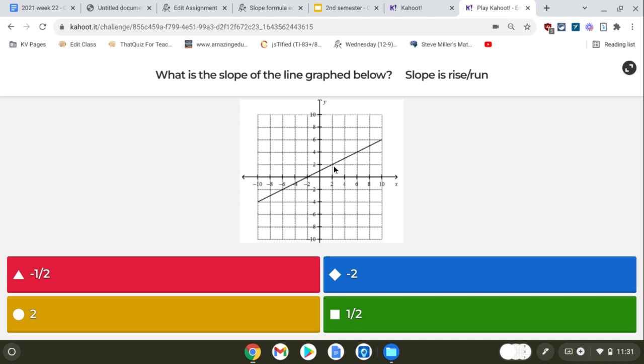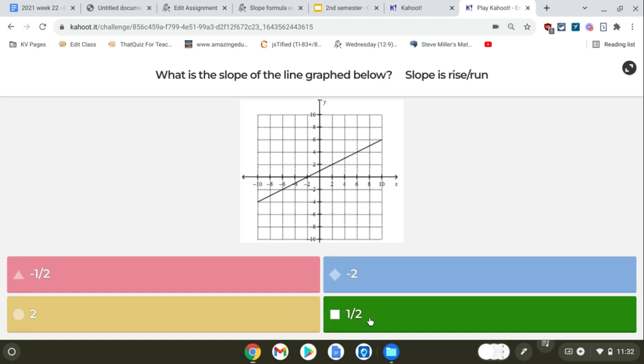All right, so if you look at this little spot right here and this little point right here, we're just going to count that rise and run. So we're going to go up 1 and then over 2. So the top number of the fraction, that's going to be our rise, which was +1. And then we had to run. We had to go left and right 2 spaces. Okay. So 1/2 is going to be the slope of this line.